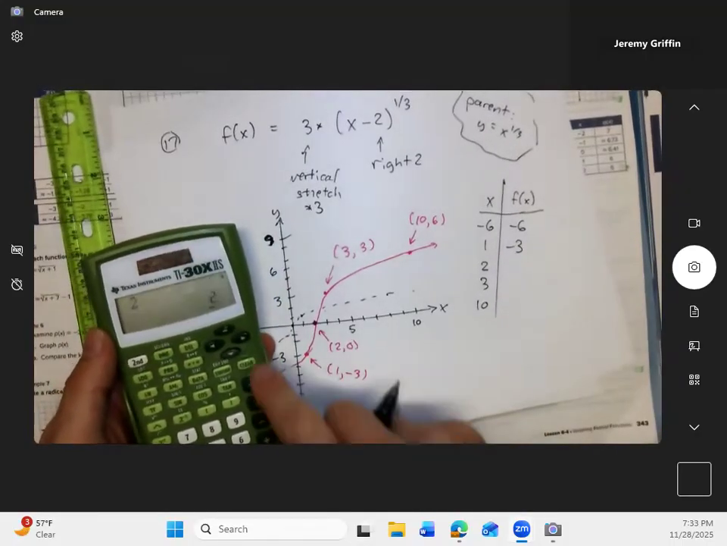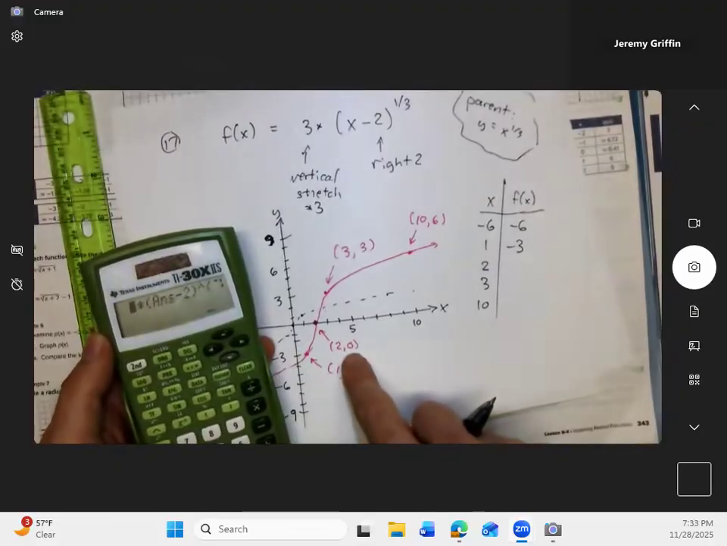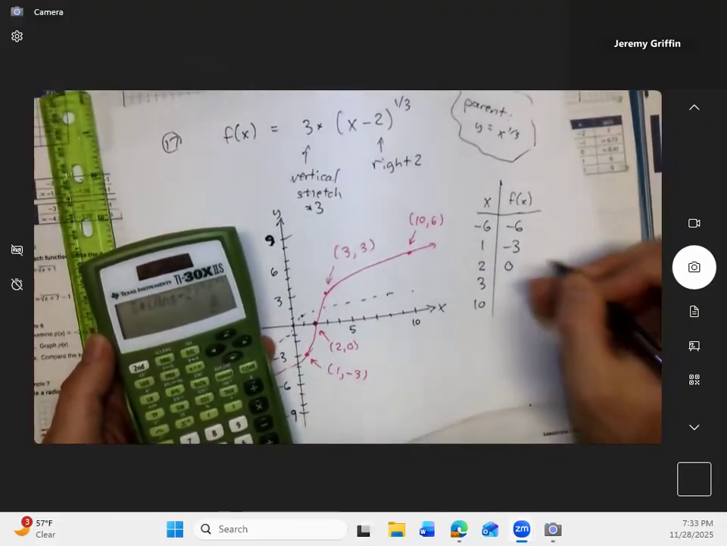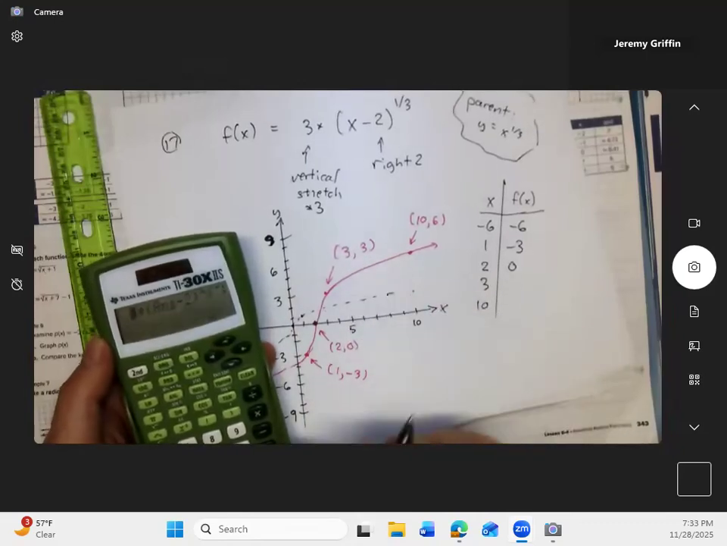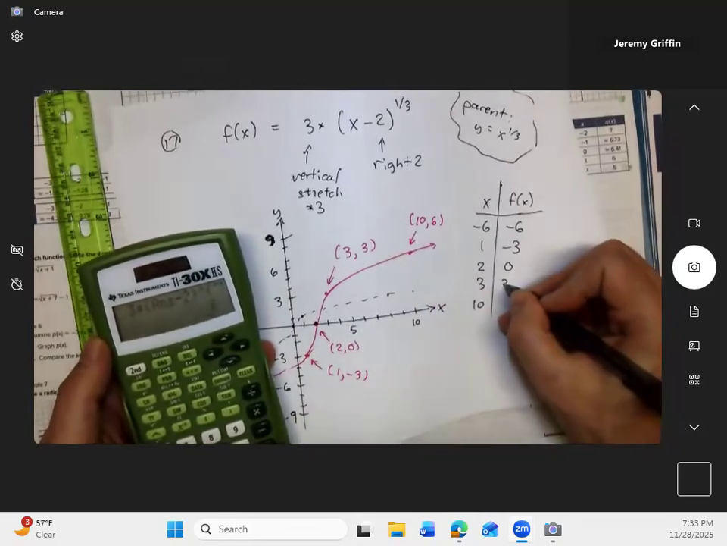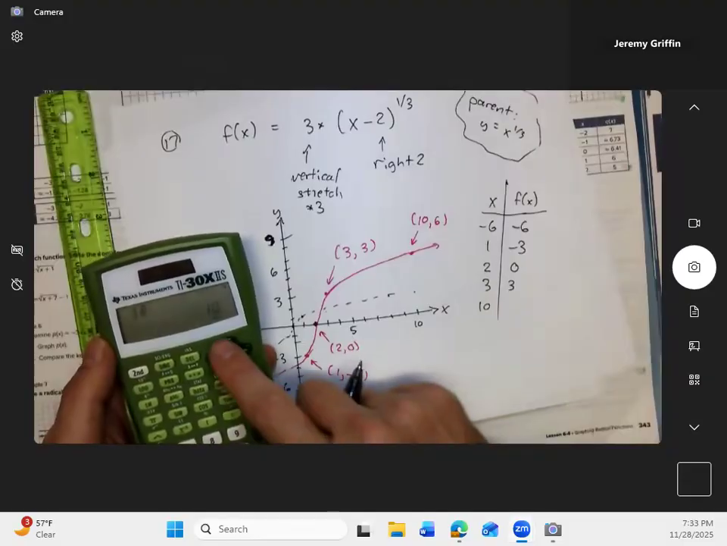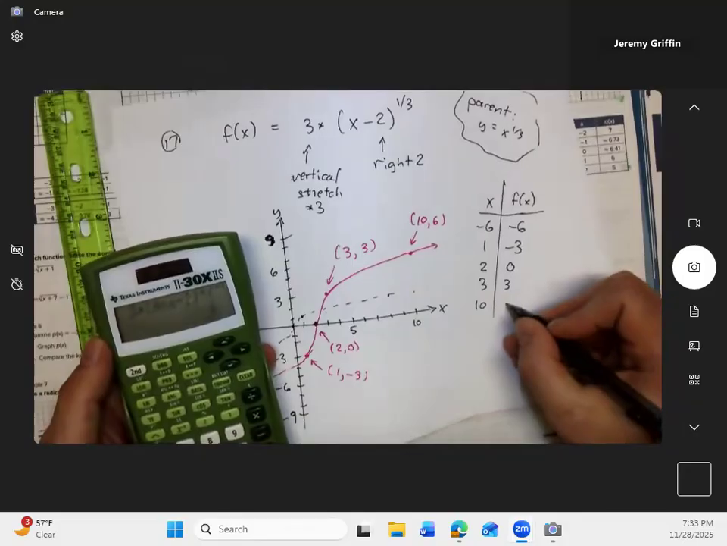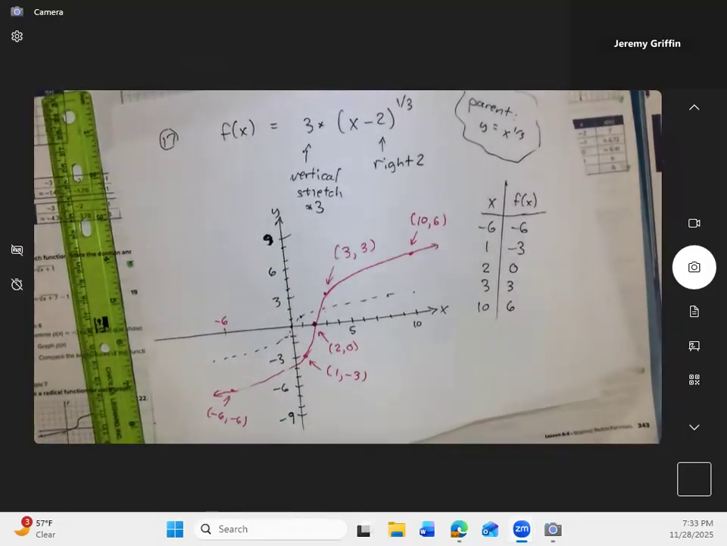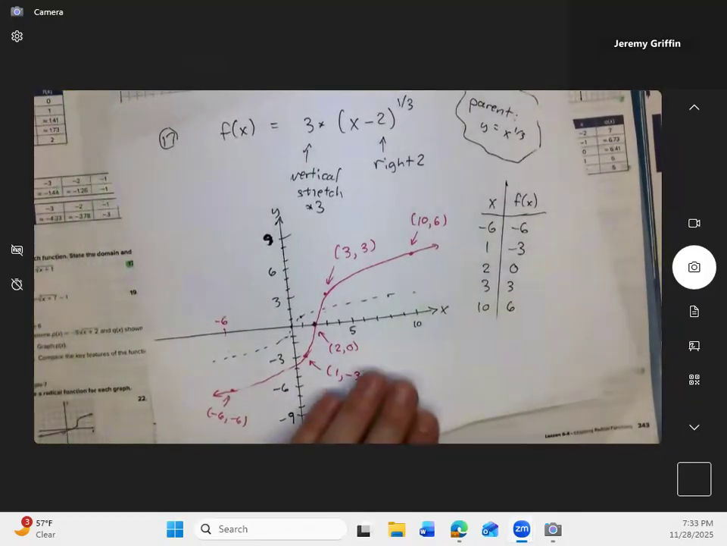Type in 2, scroll up, I should get 0. Oh yeah! Type in 3, I should get 3. There's 3, 3. Oh yeah! And finally 10, scroll up, plug that in. I should get 6. Let's see if I do. Oh yeah! 5 for 5. Math is winning. Yes.